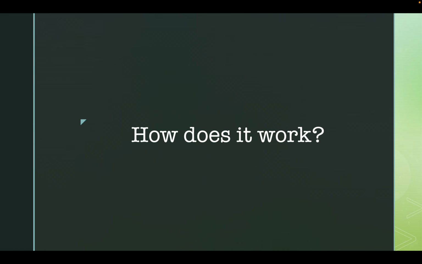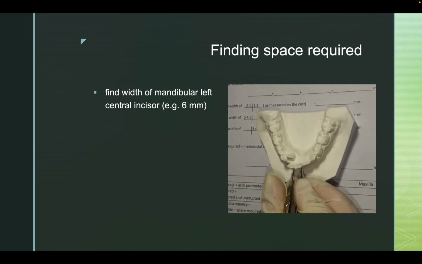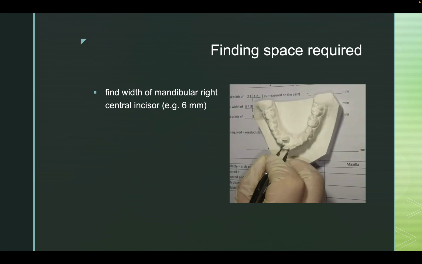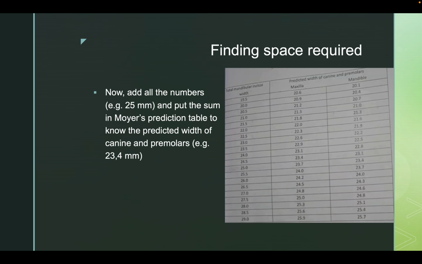Next, how does the Moyers analysis work, or how do we do the Moyers analysis? So first, we will need to find the space required, which is by first measuring the width of the mandibular left lateral incisor. Here, for example, it is 7 millimeter. And second, we measure the width of the mandibular left central incisor, for example, 6 millimeter. Measure the mandibular right central incisor, for example, 6 millimeter. Measure the mandibular right lateral incisor, for example, 6 millimeter.